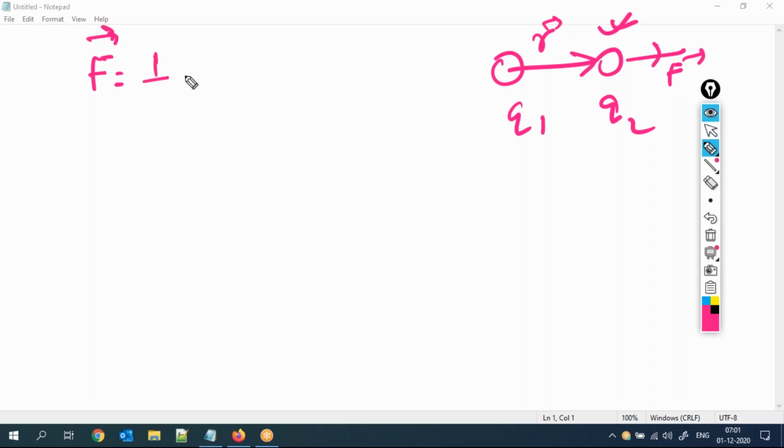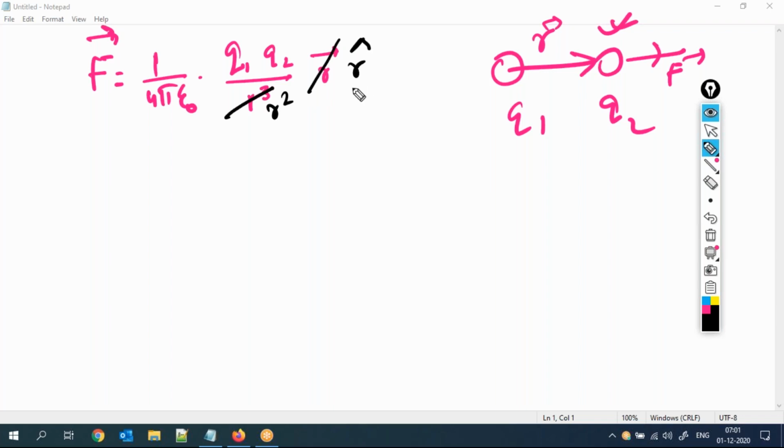So force will be 1 by 4 pi epsilon naught Q1 Q2 by R square. So I will write R cube and I will write 1 R here, or I will write R square and I will write only R direction. The value of this is 1. Okay, so there are two ways of writing.